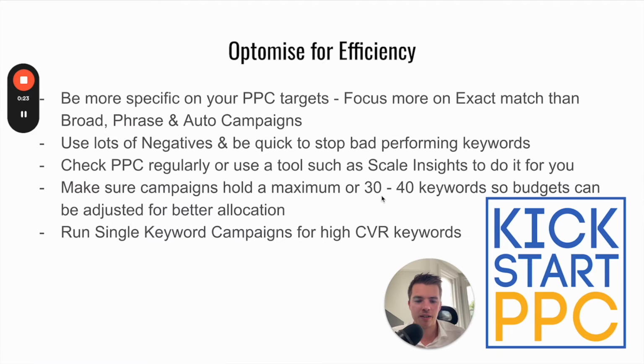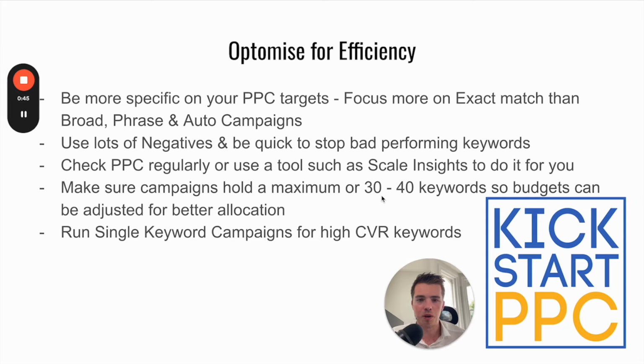In particular, if you've got a very low budget, you want to be very specific on what you're targeting. Focus more on exact match than broad, phrase and auto campaigns. Make sure that your targets are very in line with what the product is. You want to check what the search volume is for the keyword and things like that, but go with even the top 10, 15 keywords and stick with that.